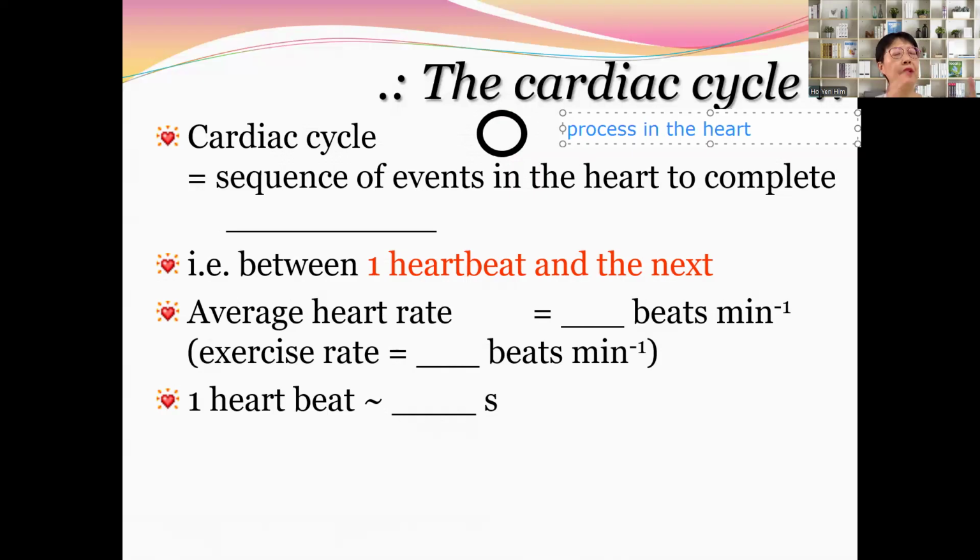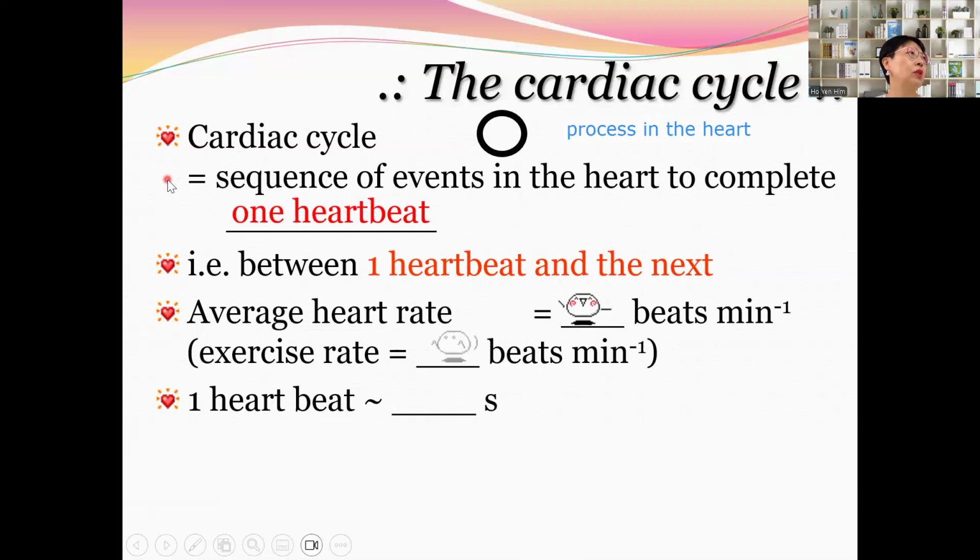Okay, so after the next heartbeat, the whole process will repeat itself again, it comes back to zero and then repeats again. So the cardiac cycle is a sequence of events in the heart to complete one heartbeat. And after that, you repeat another cycle and another cycle. So it's a process that occurs between one heartbeat and the next heartbeat.